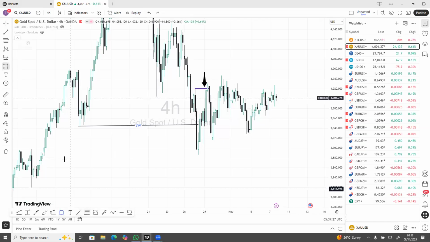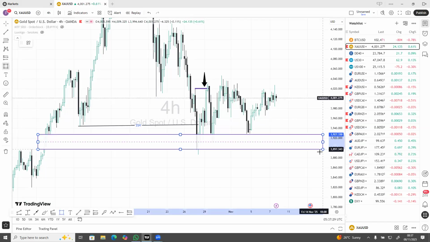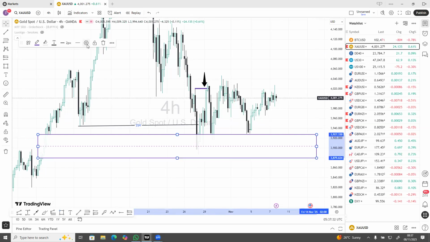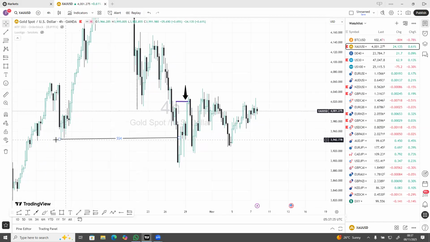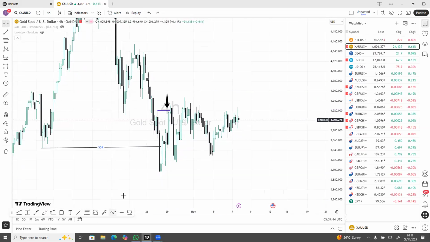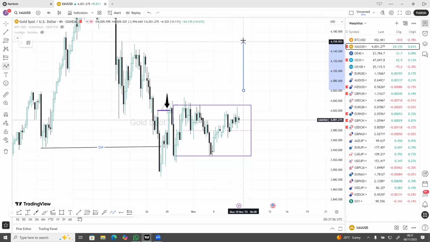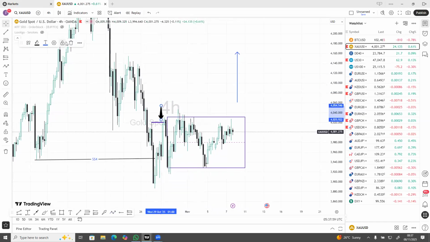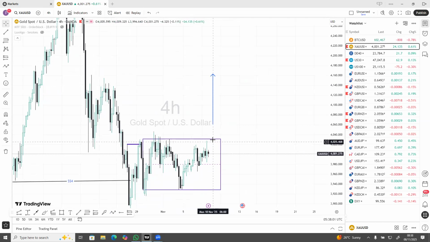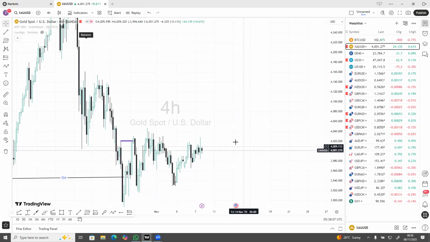Firstly, price reacted on the weekly imbalance, and then after the direction of the weekly imbalance, on 4 hour it has shifted liquidity and also shifted structure. So when you see that, you can assume that price movement here is part of a corrective move, and then we expect an impulsive move to the upside. So where exactly is the point to execute our entry?